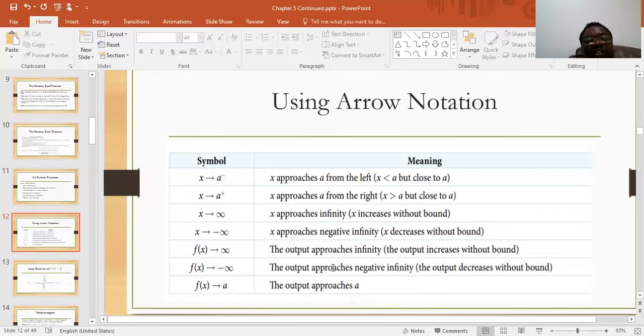So the arrow notation is generally used to express what in mathematics is called the limit of a function. So when we write x arrow a superscript minus, it means x approaches a from the left. X approaches a from the right is x arrow a plus. x goes to infinity, x goes to minus infinity, f of x approaches infinity, f of x approaches minus infinity, f of x approaches a. That's the meaning of the arrows that we may be using when we are writing mathematically.